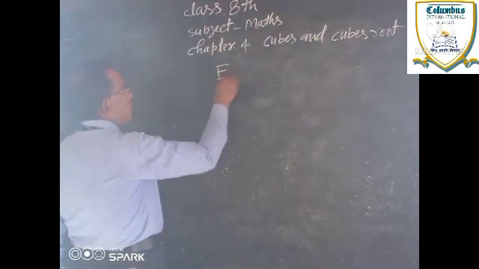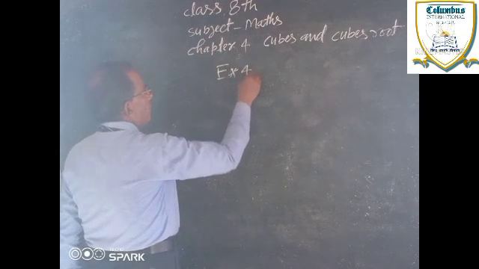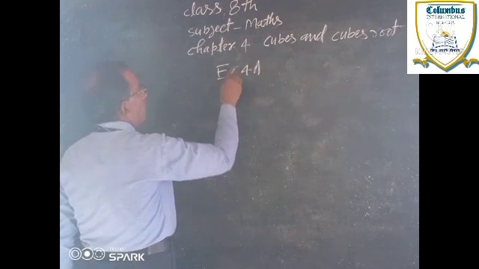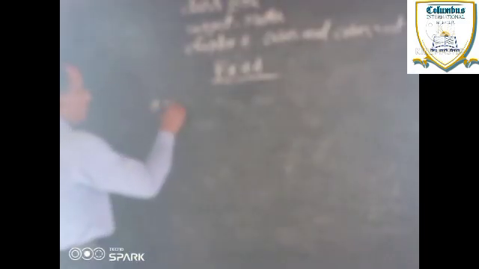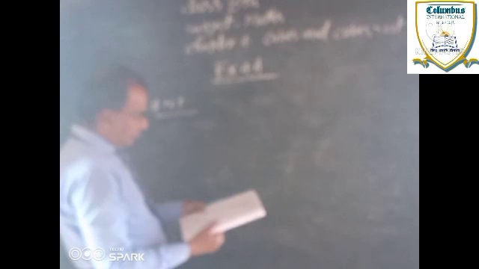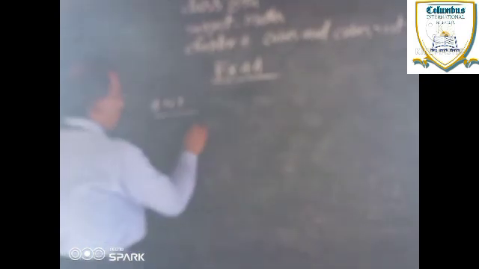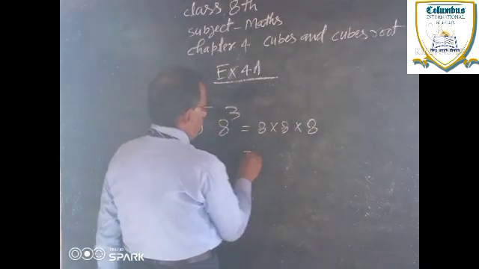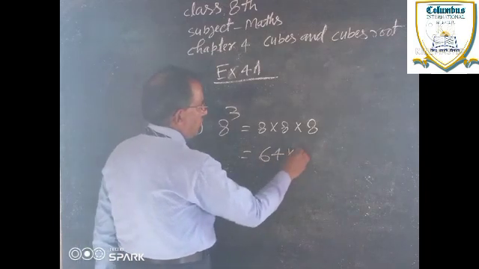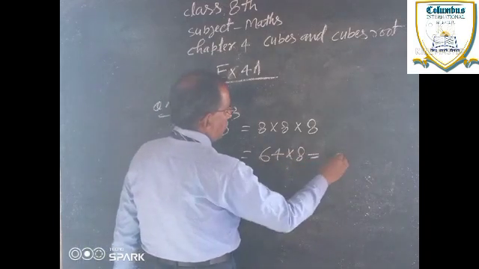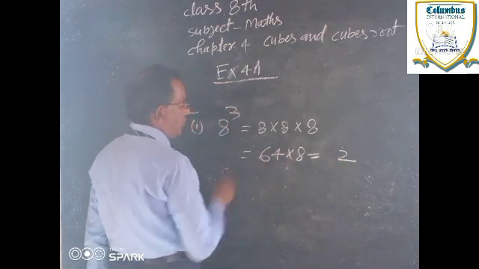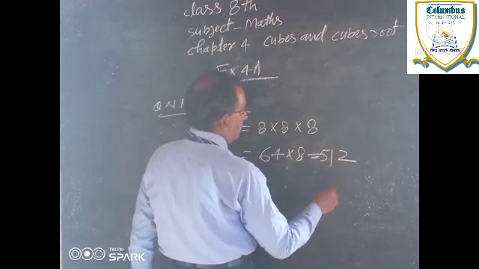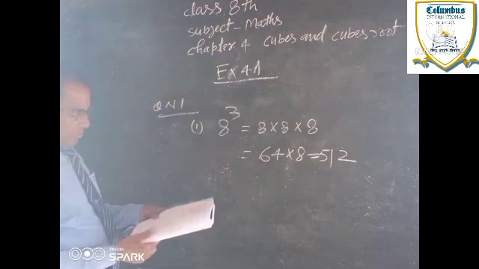Exercise 4A. Question number 1. First, 8 cube. It means 8 into 8 into 8. 8 8s are 64, into 8. 8 4s are 32, 8 6s are 48, and 3 is 51. 8 cube is 512.